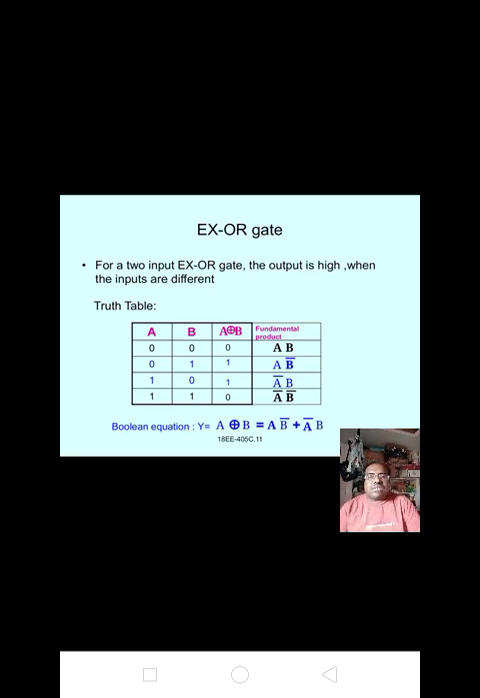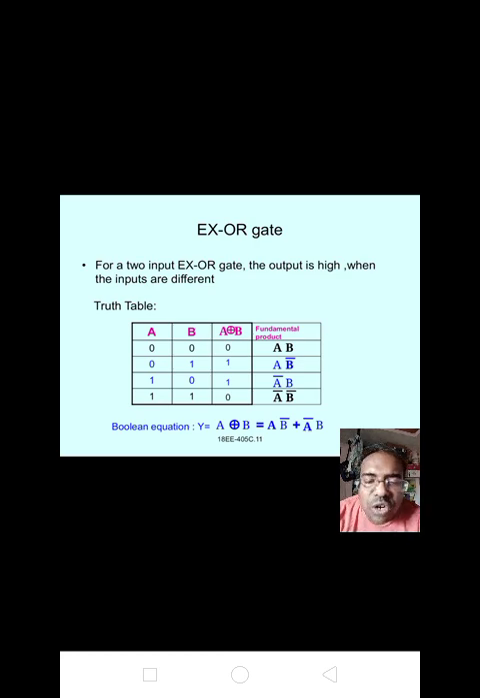For a 2-input XOR gate, the output is high when the inputs are different. Truth table: A, B, A XOR B, fundamental product. Here the input variables are 2, so we get 4 inputs, 2 power 2 equal to 4. The decimal inputs are 0, 1, 2, 3. We have to convert them into binary with the help of the code 2, 1. That is 0, 0 for 0, 0, 1 for 1, 1, 0 for 2, and 1, 1 for 3.